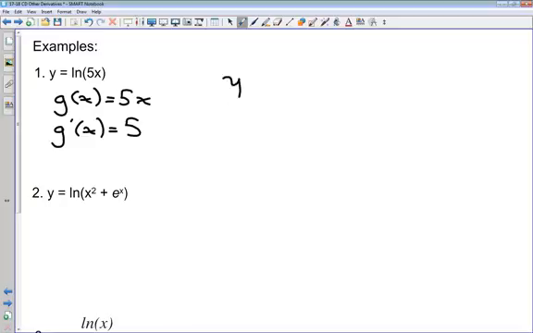So our derivative here, y primed, is going to be 1 over that inner function, so 1 over 5x times 5, which simplifies nicely. Those 5's cancel, and we just have 1 over x.